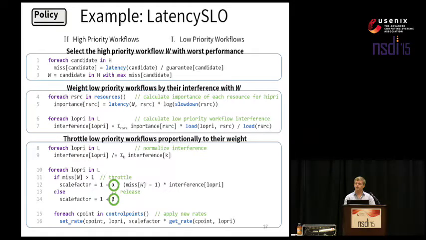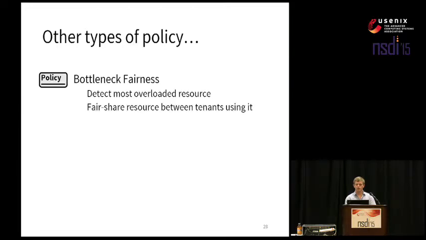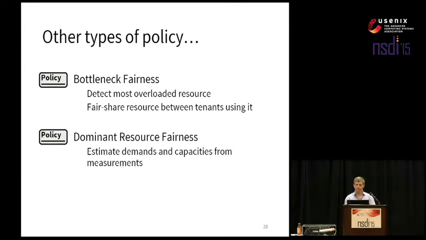In the paper, we also presented a bottleneck fairness policy, which simply selects the most overloaded resource and throttles tenants to try to fairly share that bottlenecked resource. And we presented a dominant resource fairness policy. DRF is a popular multi-resource fairness algorithm that generalizes maximum fairness for multiple resources. Retro's DRF policy is an iterative policy that uses slowdown to estimate capacity and estimates workflow demands by their observed resource consumption.